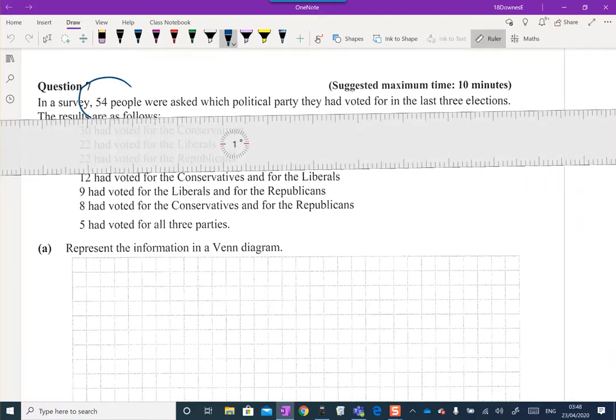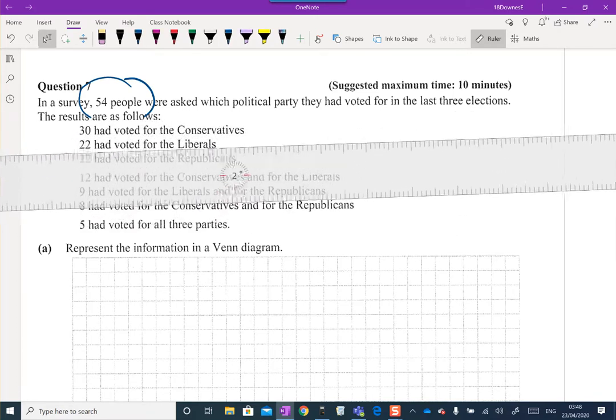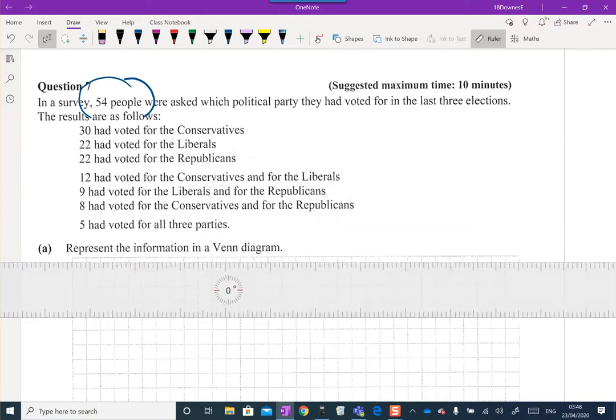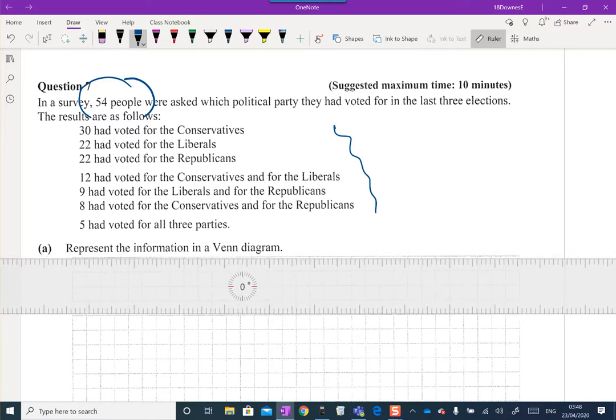So we have 54 people, which party they voted for in the last 3 elections. We get all these numbers, so we won't go into too much worrying about reading this. This is just the raw data, and until we're asked questions, we don't really care a whole lot about it. So represent the information in a Venn diagram.